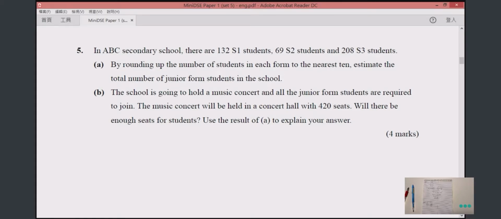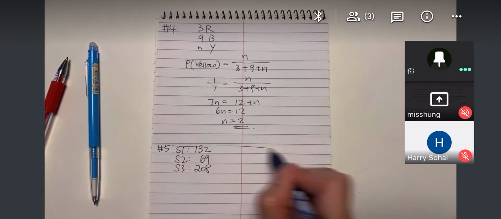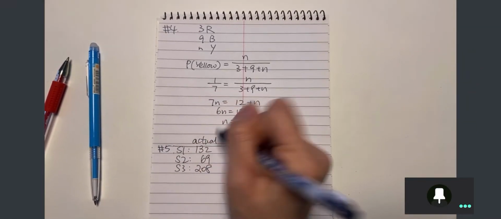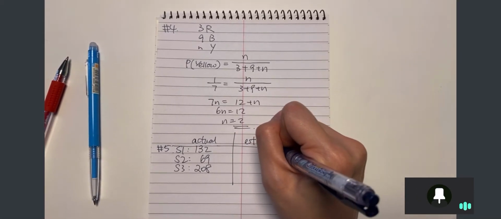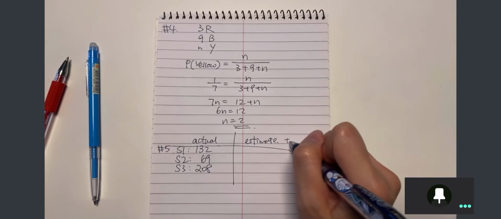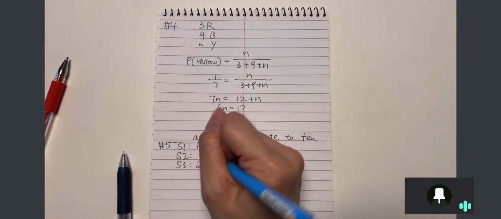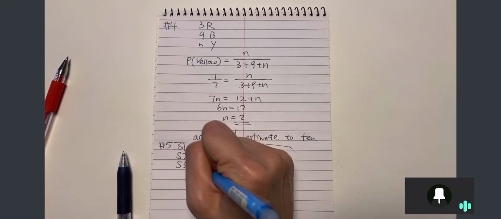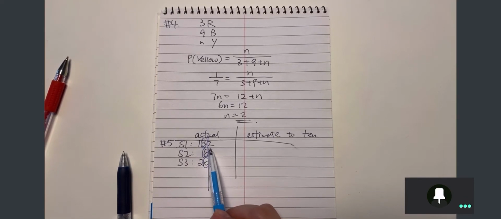Okay, so this is the actual number. After that, you need to do the estimation, estimated to the nearest 10. 10 is the digit here. Okay, so right after the 10, you no need to consider what number it is. You just add 1 to the 10, to the digit 10.